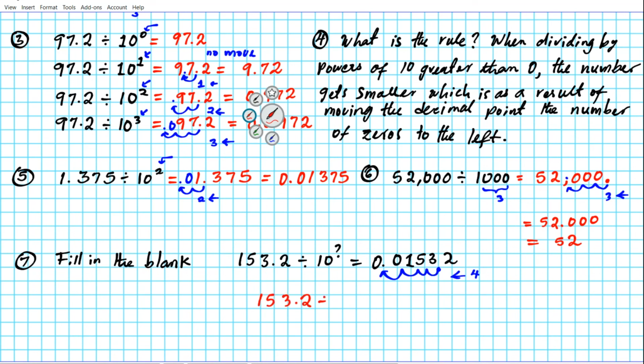So let's write down the answer. 153.2 divided by 10 to the 4th power. That's the answer. Divided by 10 to the 4th power will yield 0.01532, a result of moving the decimal point of the original dividend 4 places to the left. Okay? So now it's your turn for some practice problems.